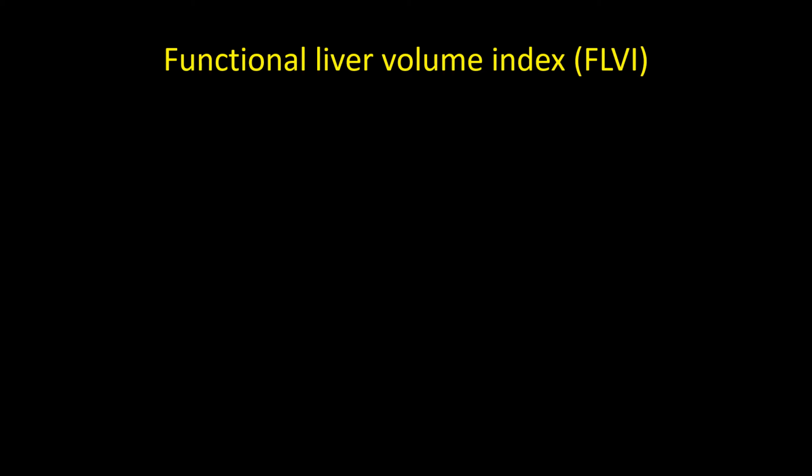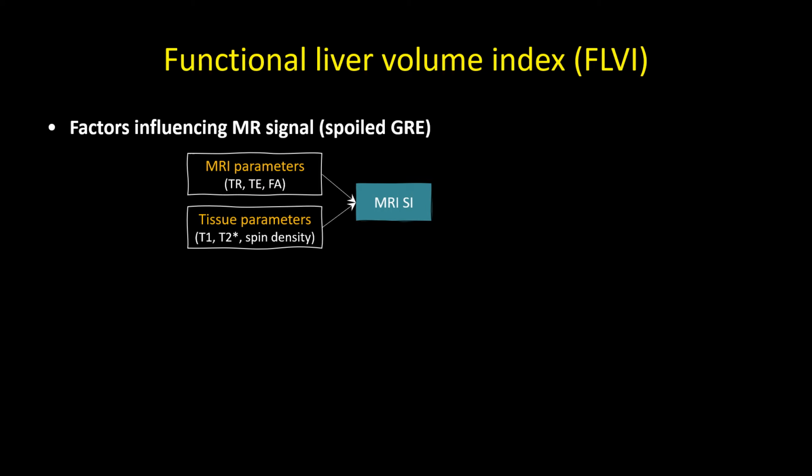Next, we have developed a functional liver volume index. First, let me briefly explain the background. The signal of a tissue on a spoiled GRE sequence depends on multiple factors including operator-dependent MRI parameters such as repetition time, echo time, and flip angle, and several intrinsic tissue parameters such as T1, T2 star, and spin density.